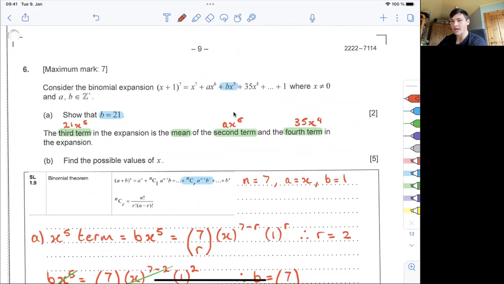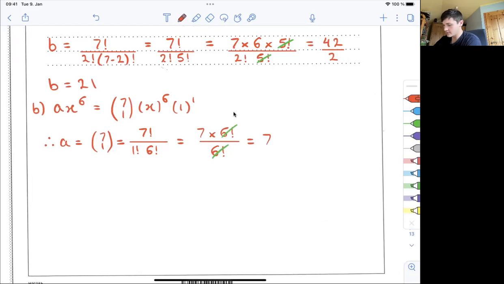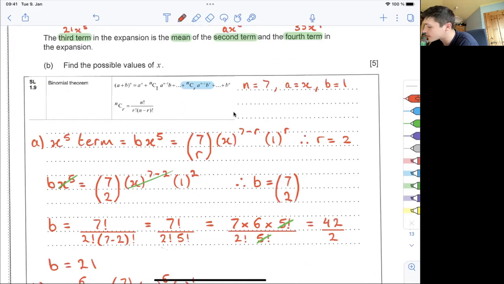So even if you couldn't do the full answer for part A, you can still at least attempt part B, which is quite nice. All right, so our third term is the mean of the second and fourth term.